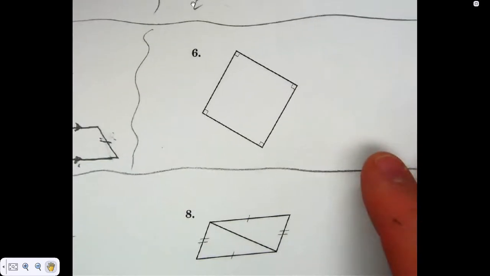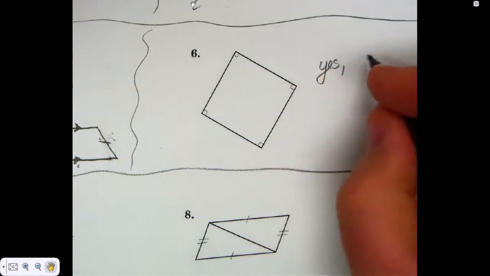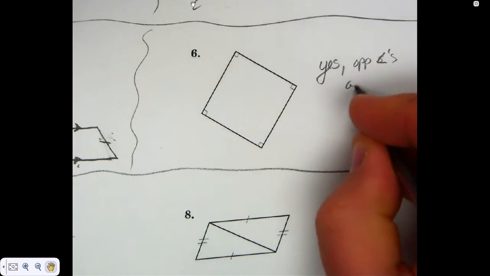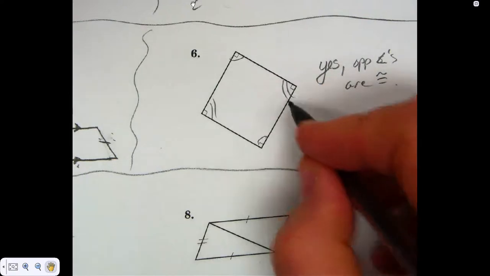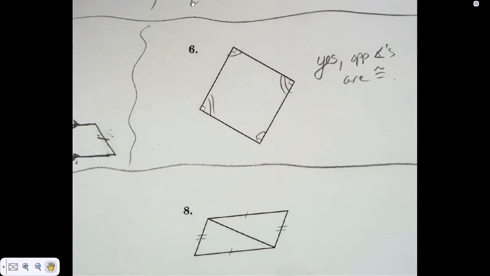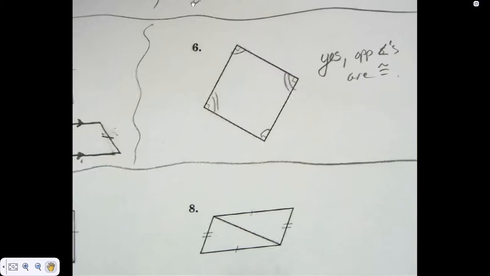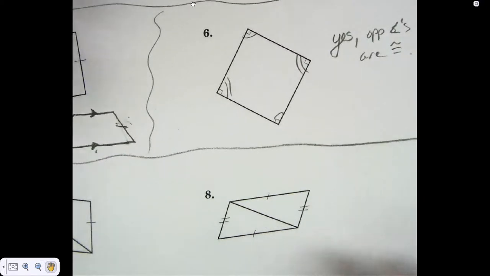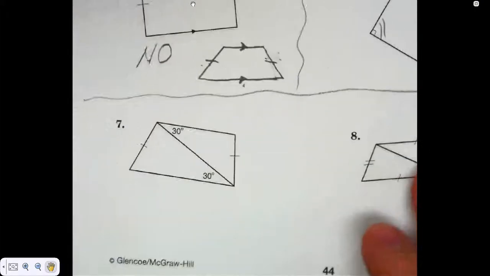Here, is this a parallelogram? Tell me why. Both sets of opposite angles are congruent. They happen to be the same thing. They're all 90, right? But the opposite angles are congruent, are they not? This is a special type of parallelogram. It is called a rectangle. It looks like a square, but they didn't say that those sides are necessarily congruent, so all I can say is it's a rectangle. We'll talk about that later.